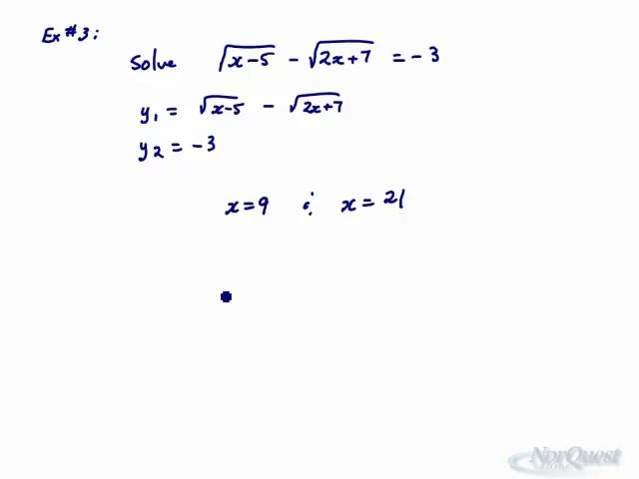Should state our window settings. We went from x being from 0 to 25, and I think we went up by 5s if I remember. Y being from -5 to -2, and I think we went up by 1s if I remember correctly. Whenever you solve graphically, you should be stating window settings.